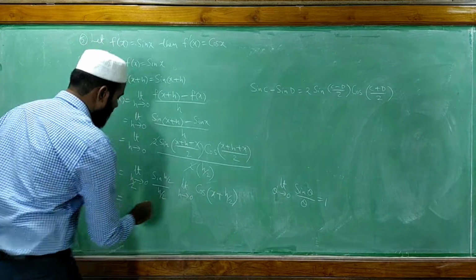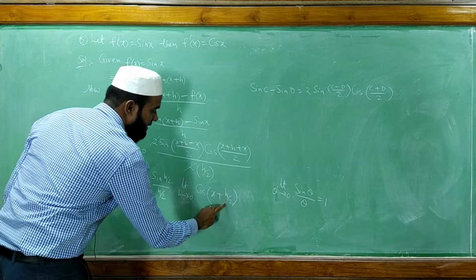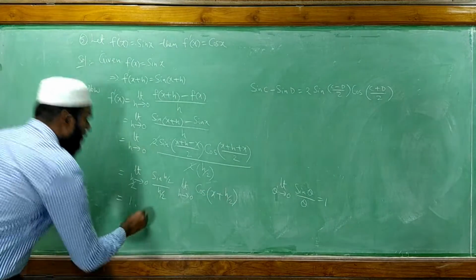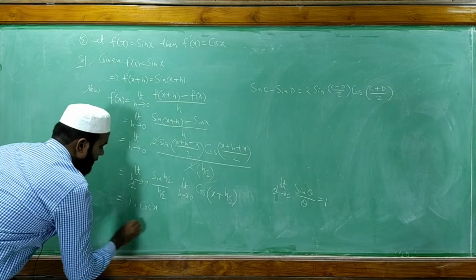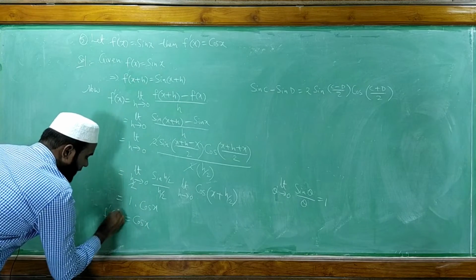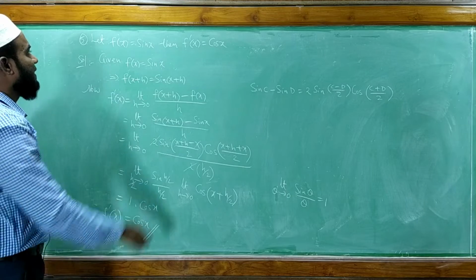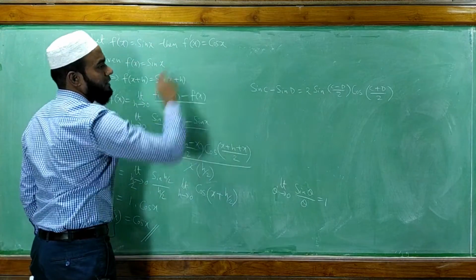Limit h goes to 0, here 1 will remain, and here limit h goes to 0, cos of x plus h by 2 is nothing but cos x, right? So the value will be cos x. f dash of x value will be cos x. So this is how we have established that the derivative of sin x is cos x.